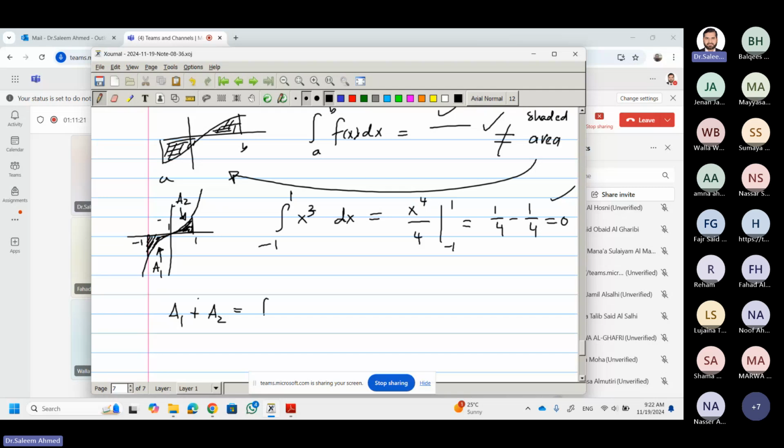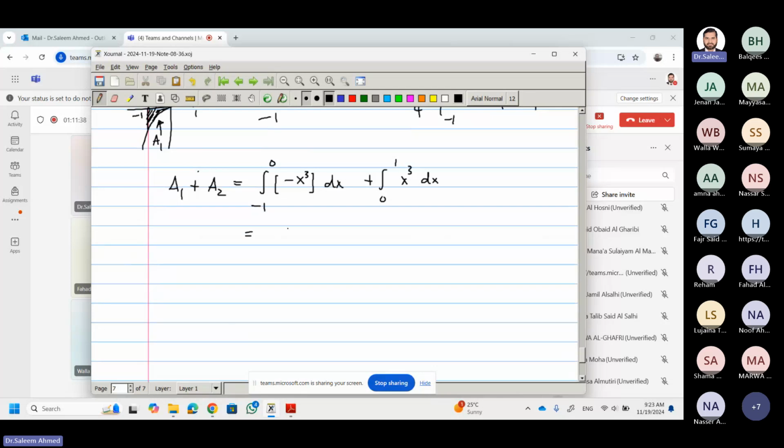So the first area comes from -1 to 0, and I will multiply x cube by a minus sign and integrate. And then I will go from 0 to 1 and integrate x cube directly. Okay. So now if you do that, it will become 1 by 4 plus 1 by 4.